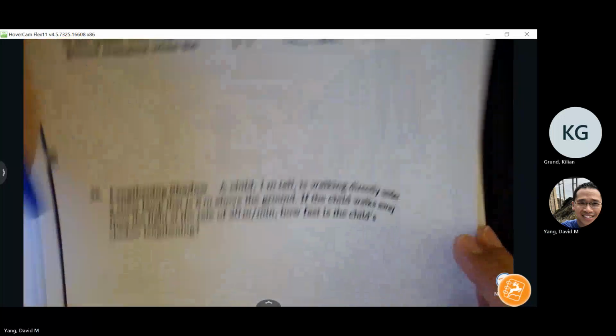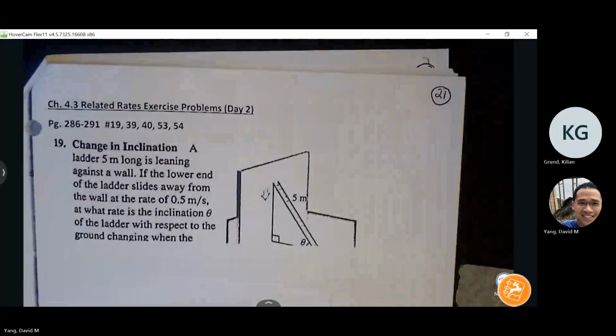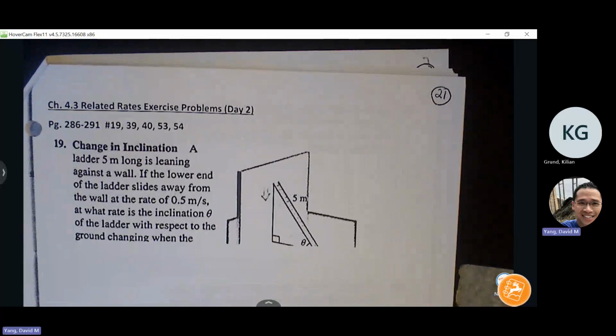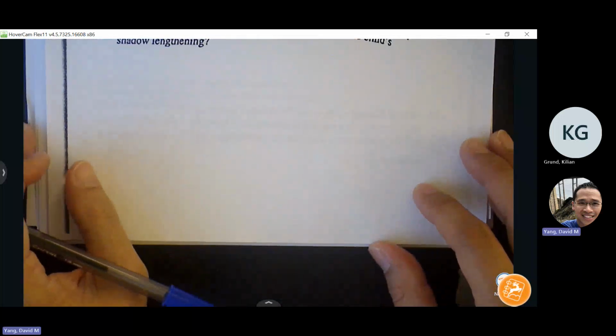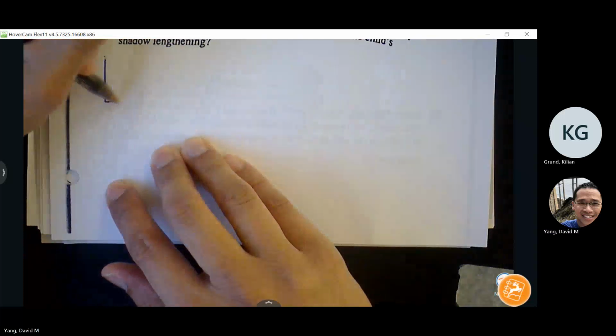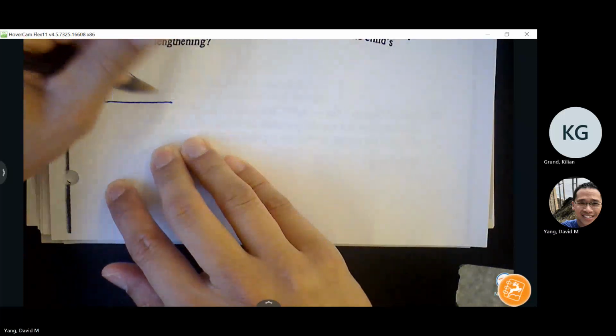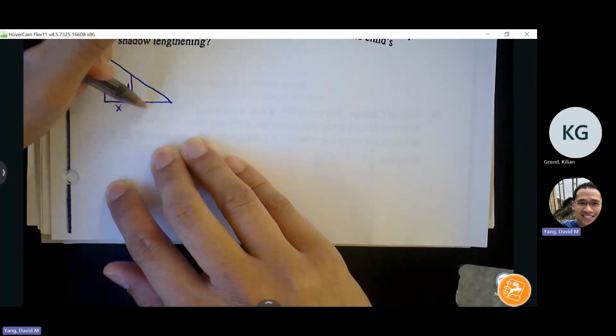So this is on page 21. This is one of the day 2 problems here. This is a homework problem. Okay, a child is walking directly under a street lamp that is 6 meters above ground. So I'm going to always set it up this way here.